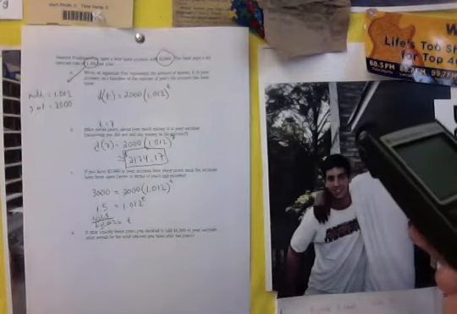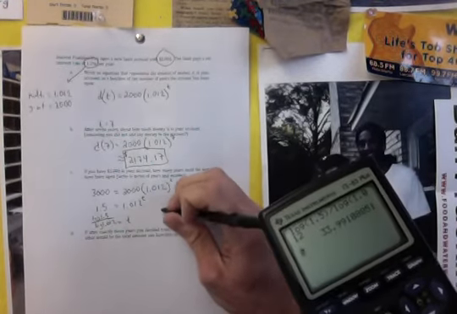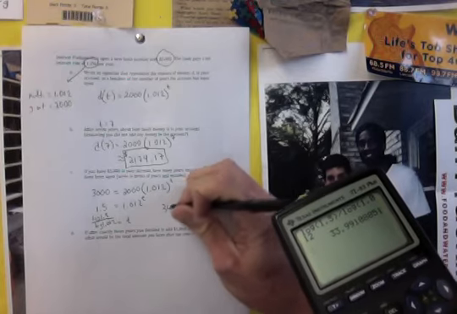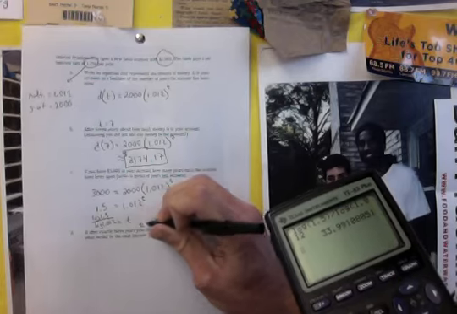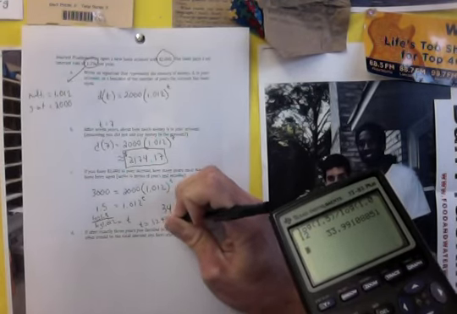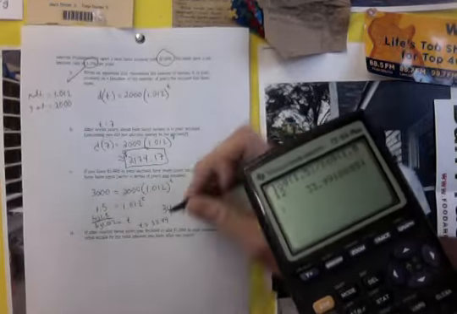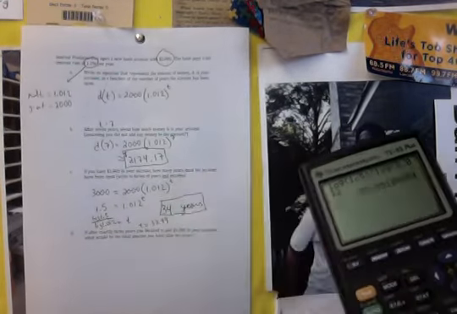We get 33.99. That means about 34 years. We can even write down here just to show, t is about 33.99. It says how many years, how many months, but 33.99 is almost exactly 34 years. So that's sufficient.